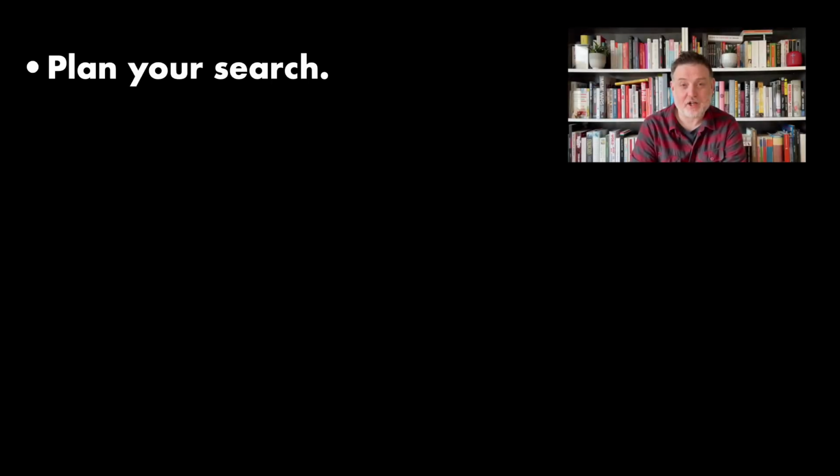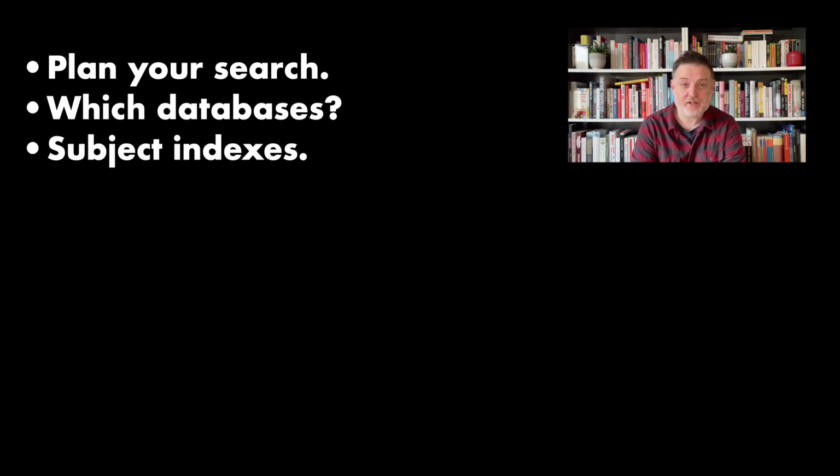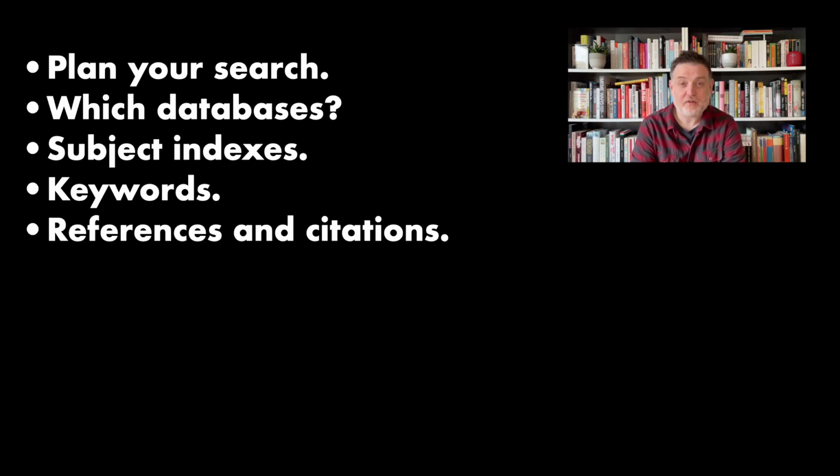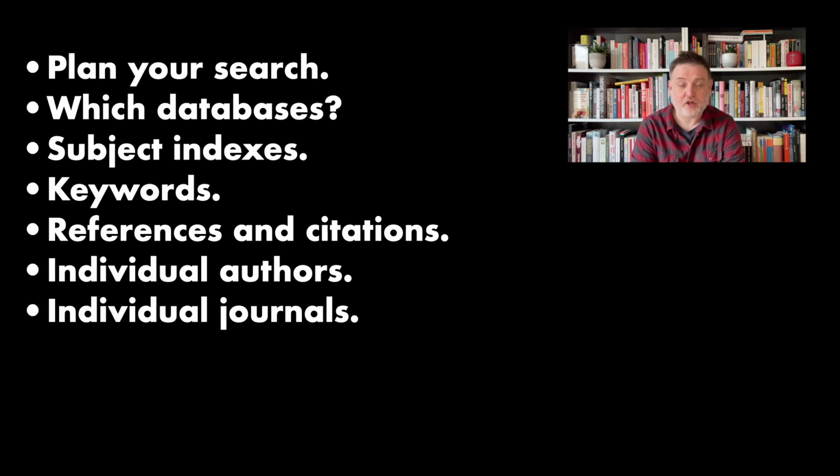In this video, I'm going to run through 7 steps on how to conduct a literature search, with a bonus tip at the end, so stay tuned for that. Okay, let's jump straight into it. There are 7 key steps to undertake when conducting a literature search. Planning, identifying key databases, making use of subject indexes, keyword searching, investigating references and citations, looking up individual authors, and looking up individual journals.